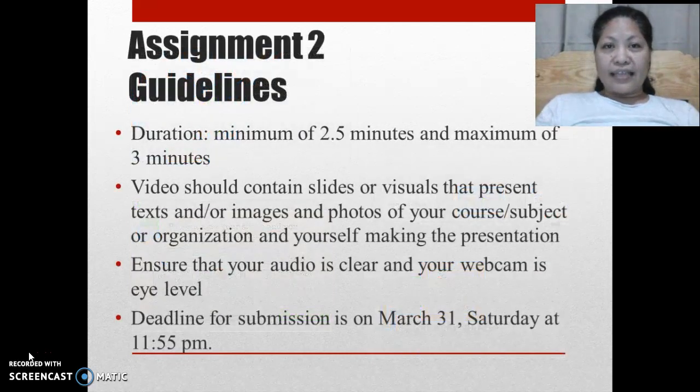Okay, the guidelines are you have to create your video for a minimum of 2.5 minutes and a maximum of 3 minutes. Okay, so you just stay within that duration. Don't go under, don't go over.